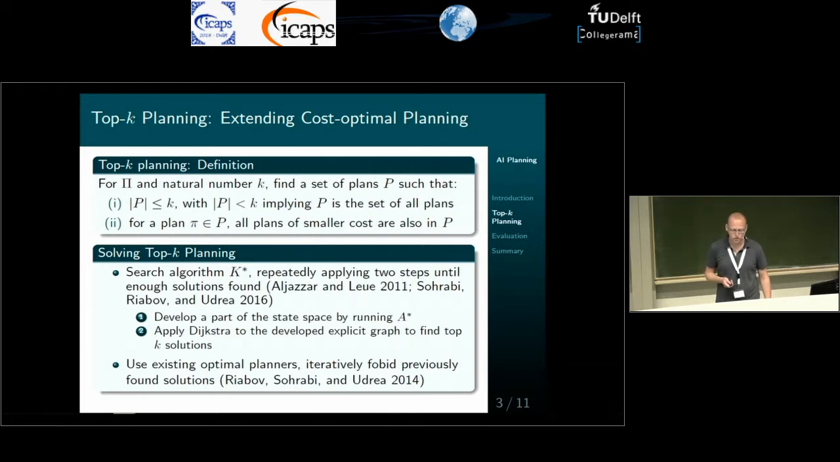Another possible approach is to use existing optimal planners, iteratively forbidding previously found solutions, and that was done previously by just finding one solution, taking that solution of length n, and generating n tasks where in the first task you forbid the first action at the first place, and in the second task you forbid the second action at the second place, and so on. And then the union of the solutions to all those tasks will basically forbid just one solution, right?